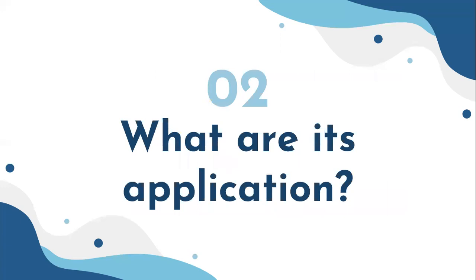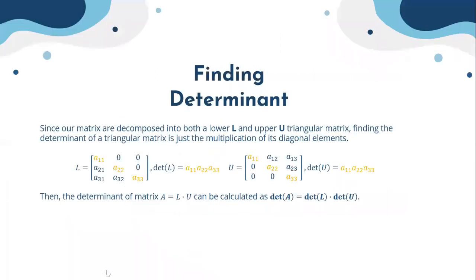What are its applications? Roger, time is yours. All right. So LU decomposition might come in handy when we are trying to find the determinant of a matrix. Since our matrix is now decomposed into both a lower and upper triangular matrix, finding the determinant of a triangular matrix is just the multiplication of its diagonal elements, as we can see from the highlighted elements in the lower and upper triangular matrix below. By doing so, the determinant of the matrix can be calculated as determinant of A equals determinant of L times determinant of U.